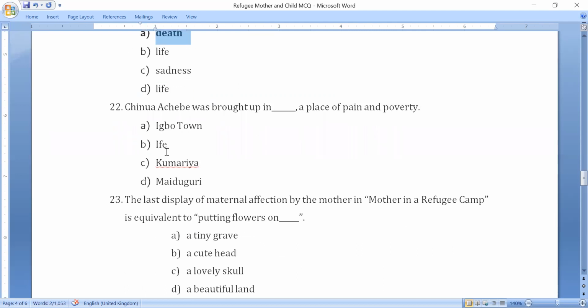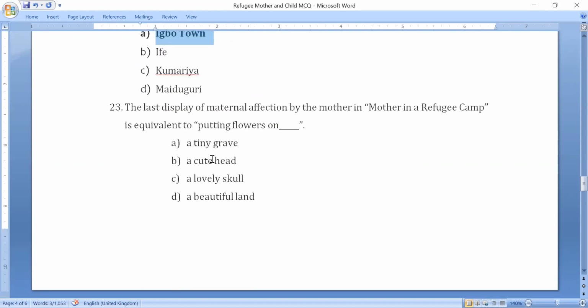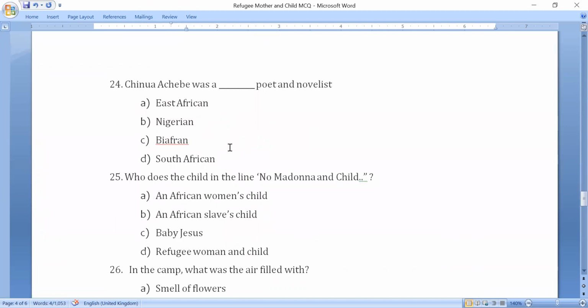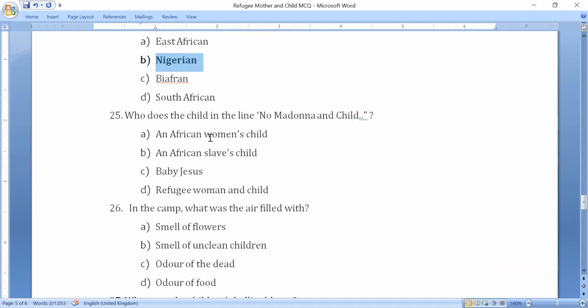Chinua Achebe was brought up in Ogidi, a place of plain poverty, an Igbo town. The last display of maternal affection by the mother in the poem is equivalent to putting flowers on a tiny grave. Chinua Achebe was a Nigerian poet and novelist.